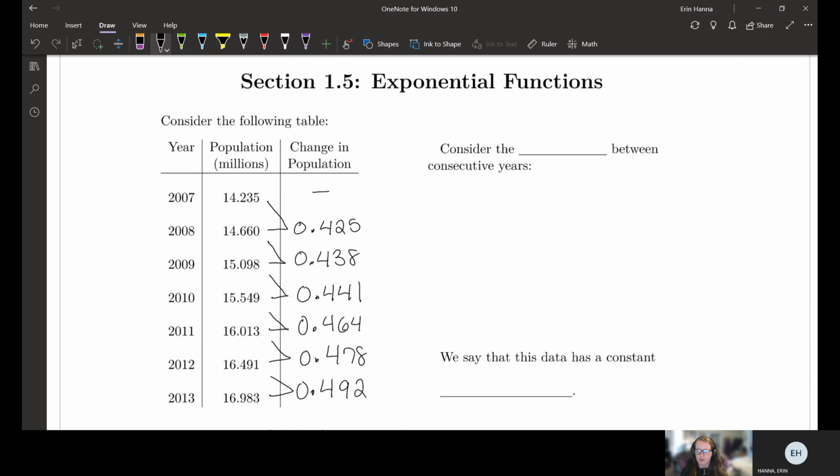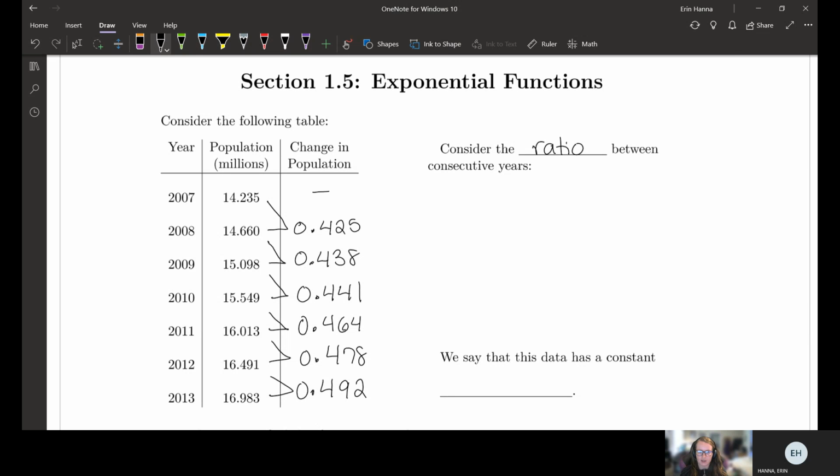So we definitely don't have any kind of constant slope going on here that we would need for a linear function, but there is actually a pattern that you might not be able to see right off the bat. So this does have a different type of pattern going on. So what we're going to do is consider the ratio between consecutive years, and we're going to take the ratio of the population.